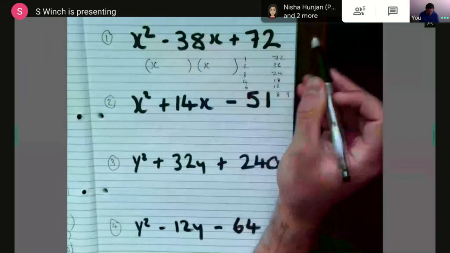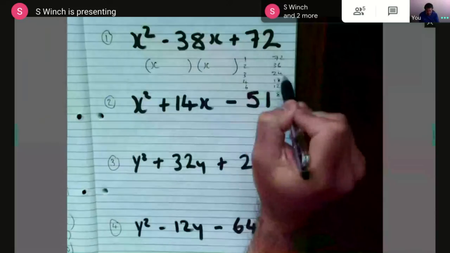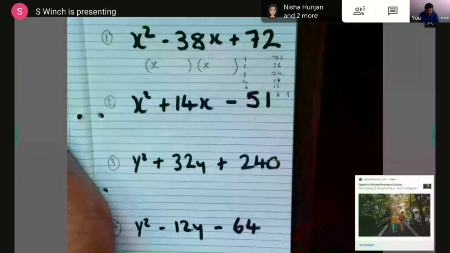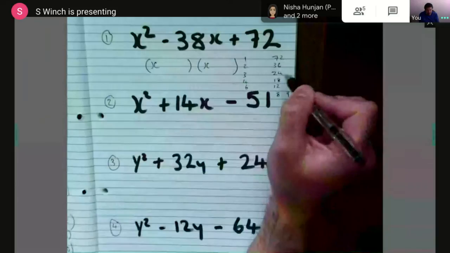But right now, what two numbers multiply to get 72? Well, there's all the combinations. And also, what two numbers can add or subtract together to make 38? And of course, the answer here is 2 and 36.